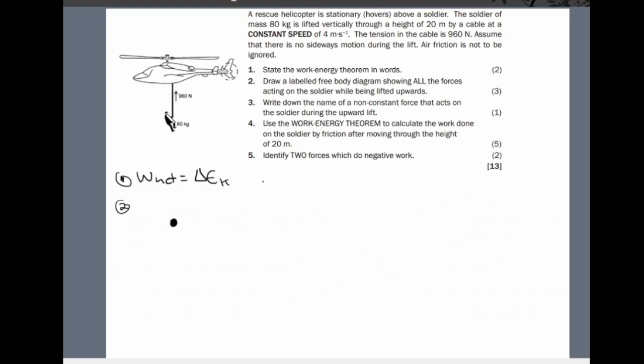So now we see on the picture there's a force lifting the soldier upwards, which is 960. So this is the tension force. And then we know there will always be a force pulling down this soldier, and they did mention that there's some friction. So the force pulling down the soldier is his weight or the force of gravity, and then this one is air friction. So on your free body diagram, you'll have tension, and then you'll have the force of gravity, Fg, and then you'll have the force of air friction, which is Ff.